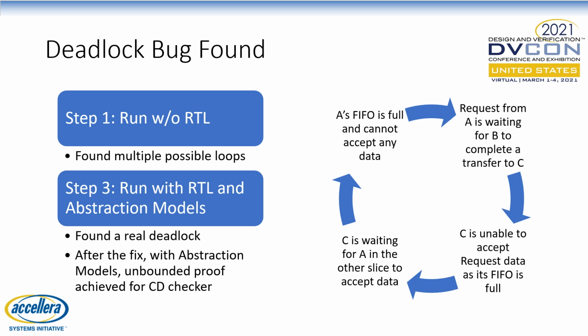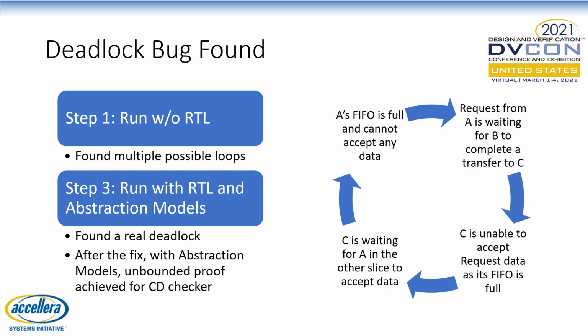In this scenario, A's FIFO is full and cannot accept any more data from C. A cannot drain any entries from its FIFO since the arbiter grant is with block B and B is trying to complete a transfer to block C. C's FIFO is full and it cannot accept any more data from B. C cannot drain any entries from its FIFO since it is waiting for A in the other slice to accept the data. So, none of the requests can make progress and the whole system is deadlocked.